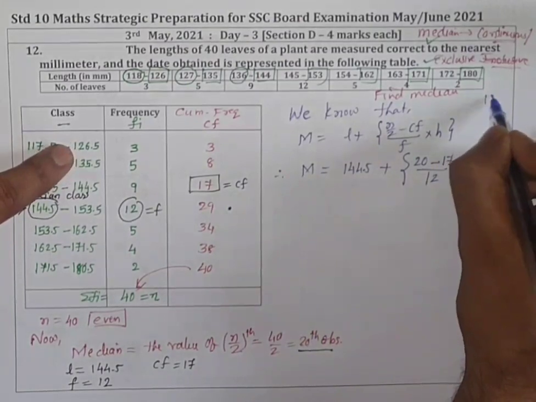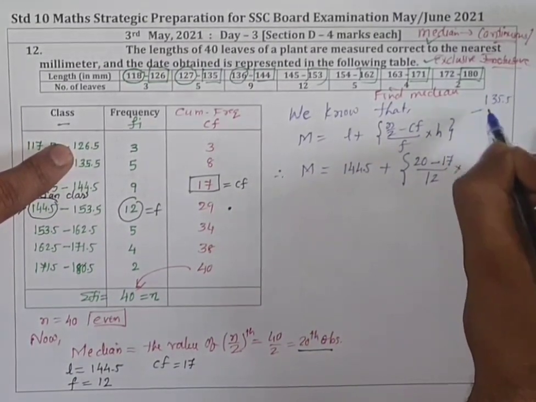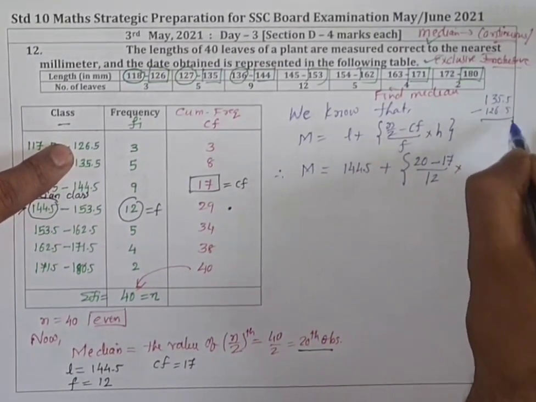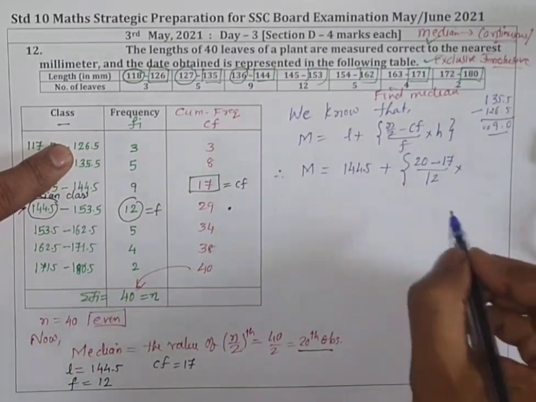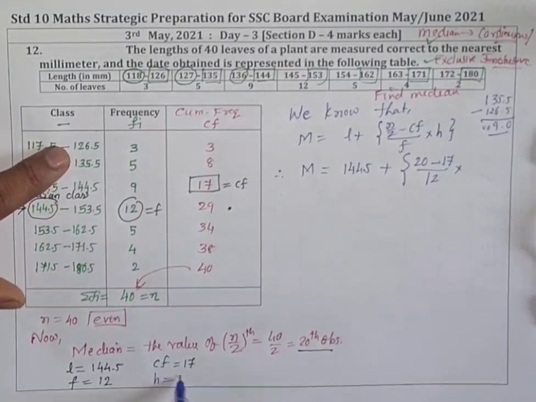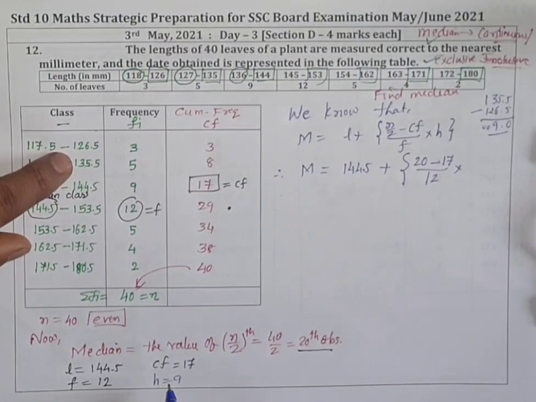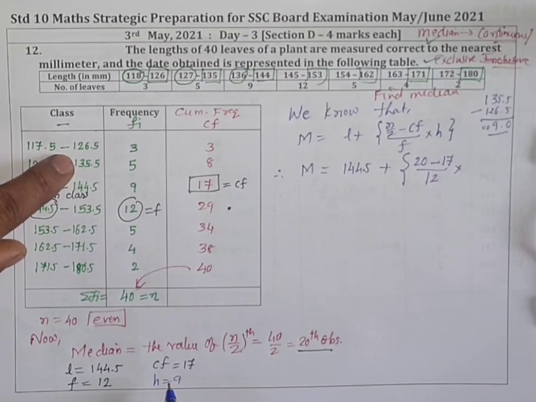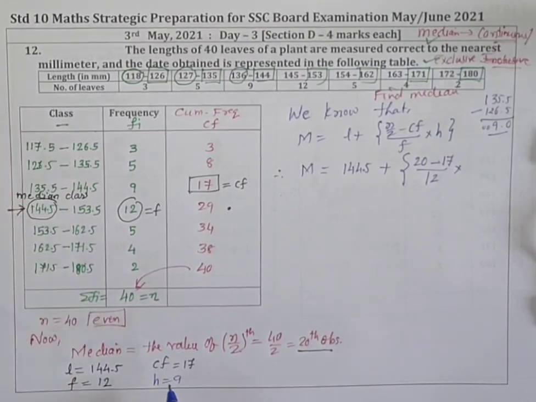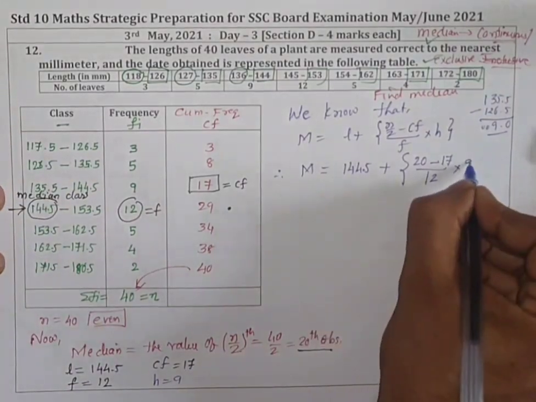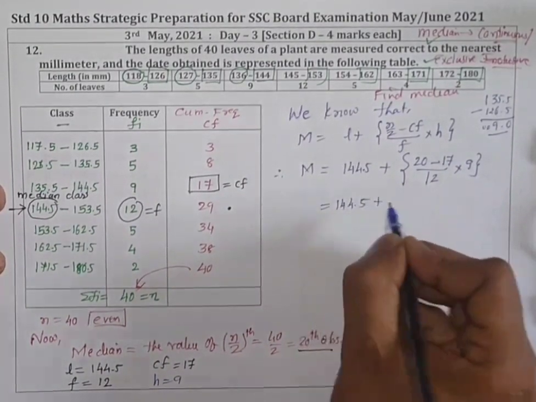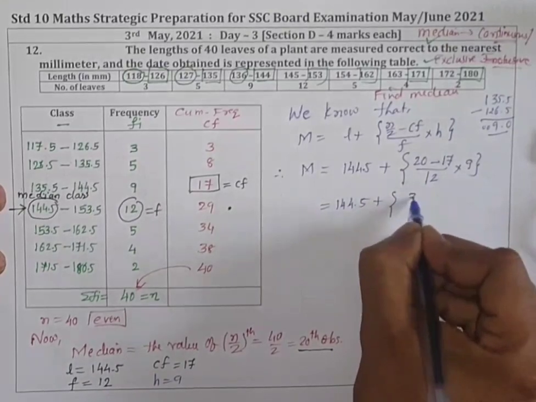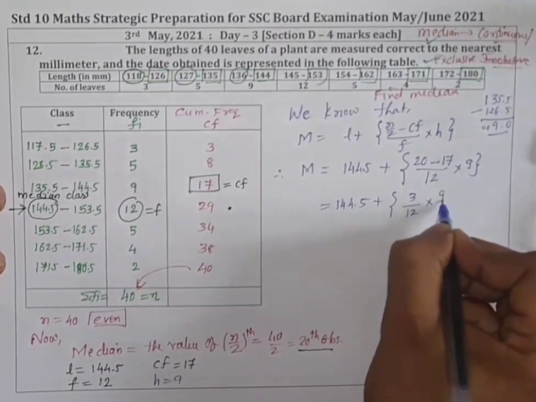Children, 135.5 minus 126.5 is 9. So class height is 9. Class height is 9. Now if we do 144.5 minus 134.5, it is also 9. It is constant, 9. Alright, that is equal to 144.5 plus, 7 from 20 leaves 13, upon 12 into 9.